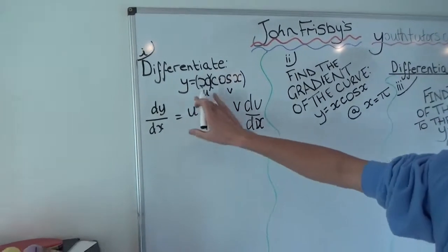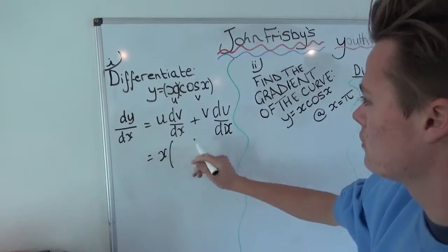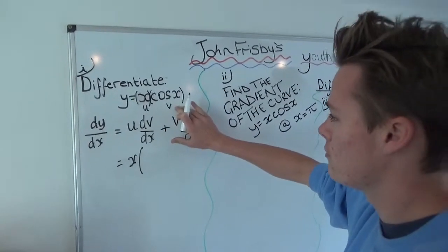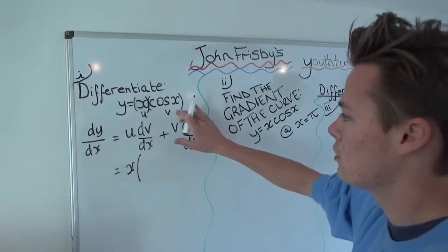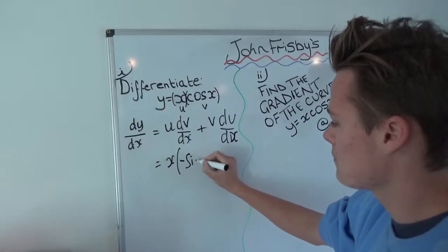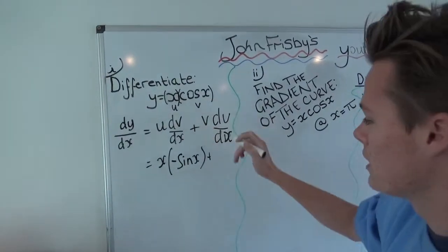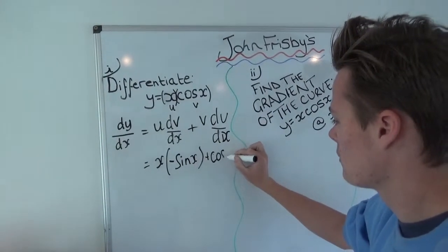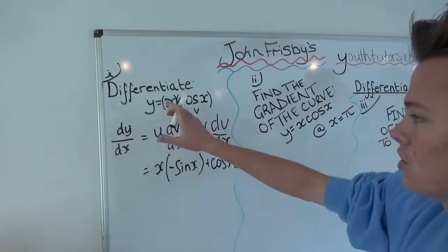So u is, as we've got here, x. So we've got x, and then we've got the differentiation of v, which you need to learn: the differential of cos x is minus sine x. You put that in there, plus v, which we've been given, so that's cos x there. And then the differential of x is just going to be 1.